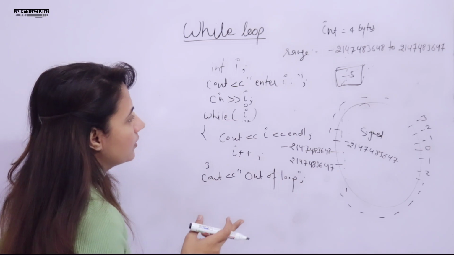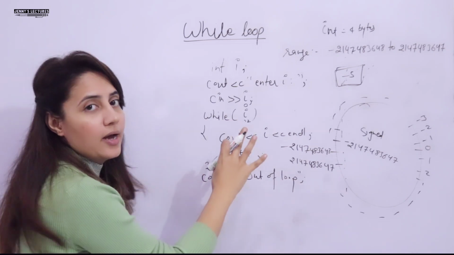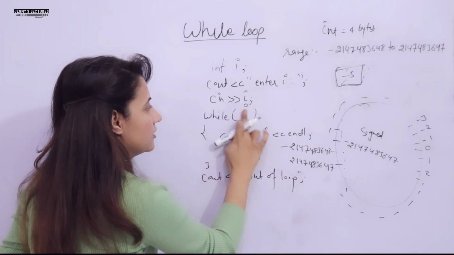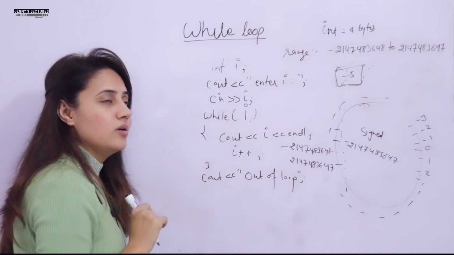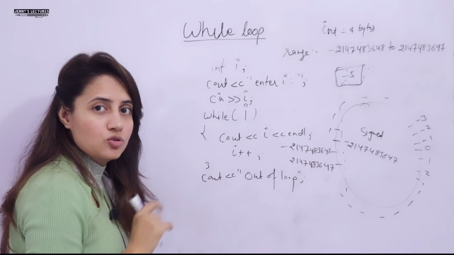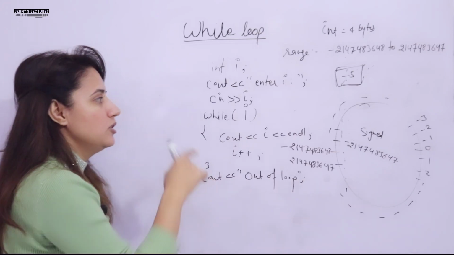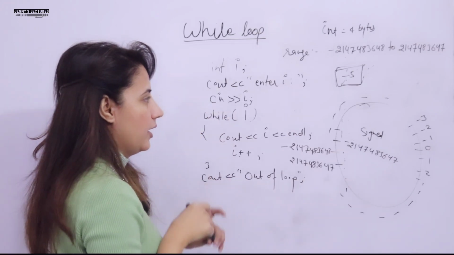Now, see, one more thing. If I modify this thing, something like this, rather than I, I am writing 1. In this case, what output will you get? Pause the video and think. Now, let me show you the practical of these programs.